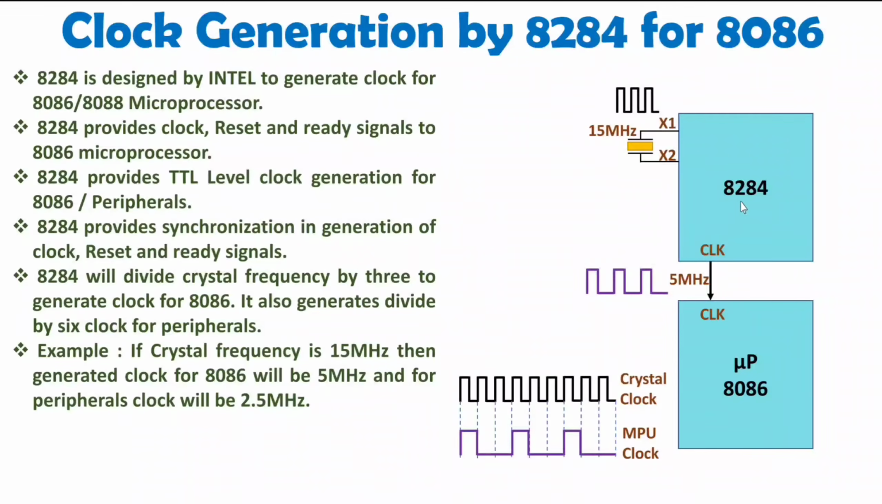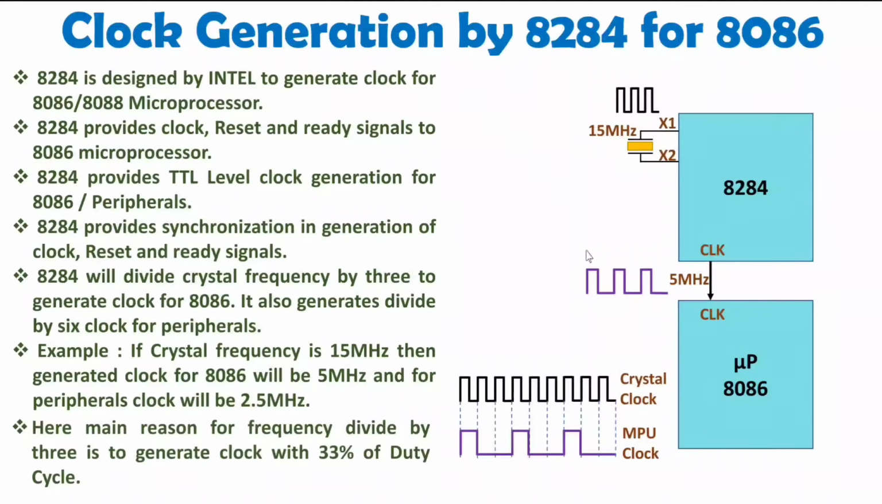My dear students, the 8284 is also providing clock to peripherals, right? And here you will observe that frequency is divided by 6. So 15 megahertz divided by 6 is 2.5 megahertz, right? And this clock will be in synchronization with the peripherals as well, right? So there are 2 points that you need to note down: frequency divided by 3 and duty cycle of 33%, right? Now my dear students, I'll explain the reset signal generated by this 8284 IC.